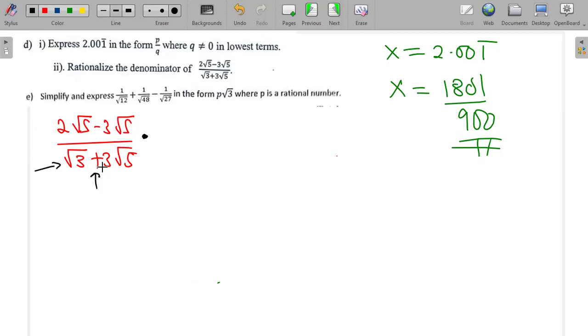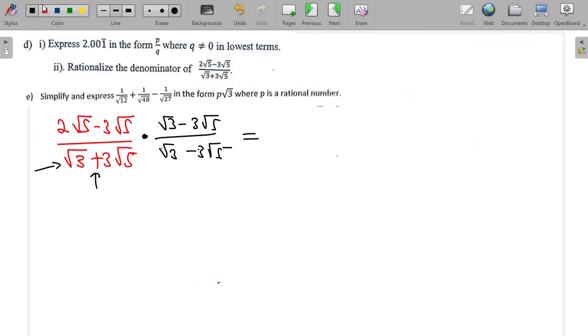If I have a negative there in the conjugate, I'm going to have a positive. So I'm multiplying both the numerator and the denominator by root of 3 minus 3 root of 5. So let us expand. We're going to get 2 multiplied by root of 3, and 2 root of 5 multiplied by 2 root of 3.